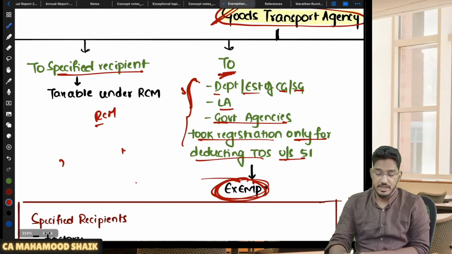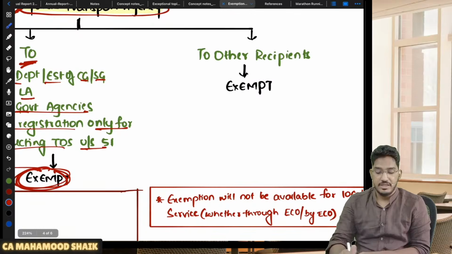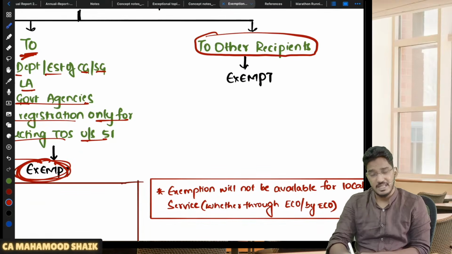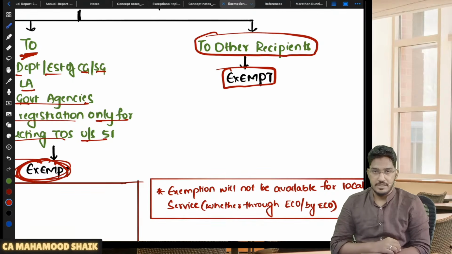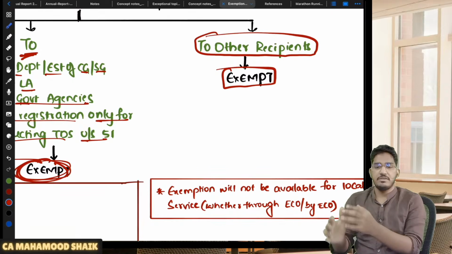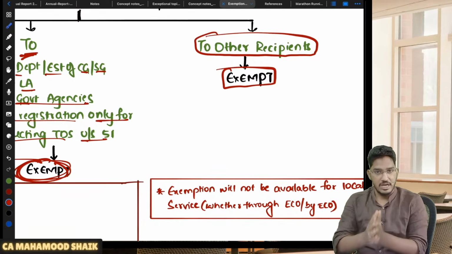Okay, next, one more case here, sir. Others: if the recipient is any other recipient, not falling under the specified recipients, then it will be exempt. I have covered many things here. RCM I have covered, exemptions I have covered, multiple things covered in one single chart here.